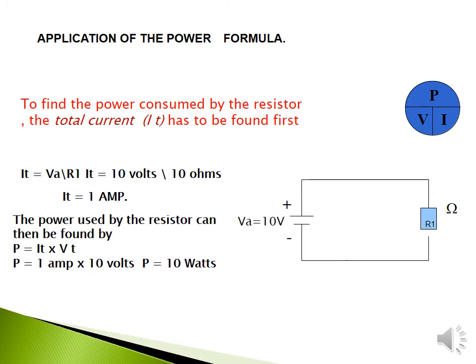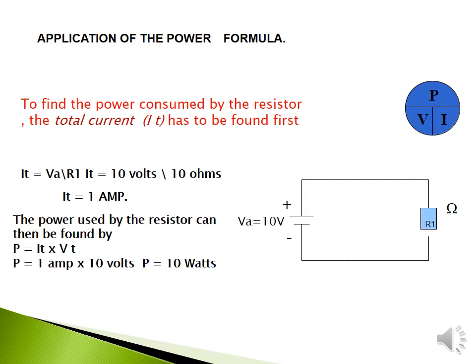See how we can calculate. Total current IT is equal to VA by RL. IT is equal to 10 volt by 10 ohm. How can it be? It is shown in the circuit. VA, voltage, is 10 volt and the resistance value is 10 ohm. So IT is equal to 1 ampere for the circuit.